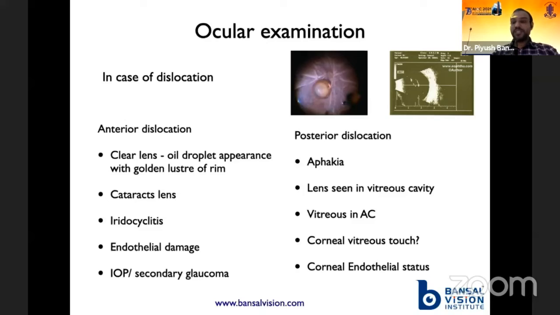The lens might be seen in the vitreous cavity. It might also be picked up on an ultrasound B scan in case the media is not very clear or in case there is associated bleeding. There might be vitreous in the anterior chamber. Corneal endothelial status is very important to note, and there might be corneal vitreous touch as well.